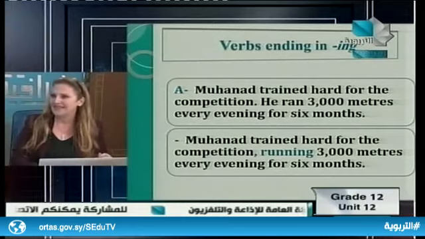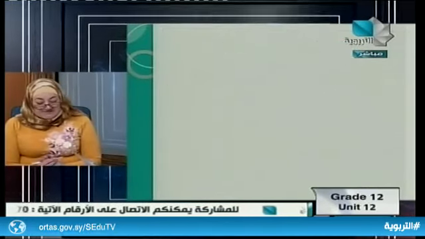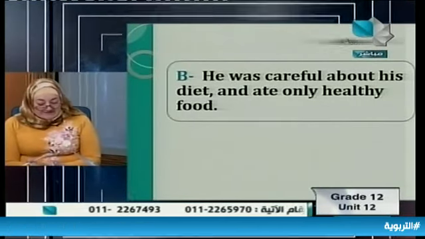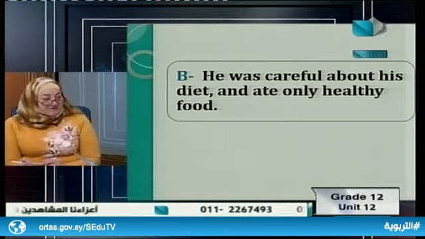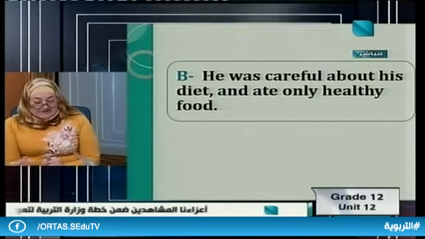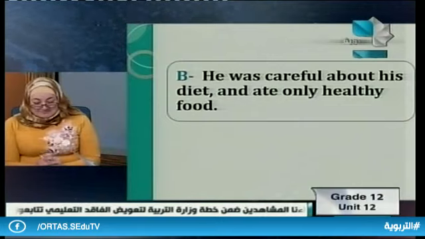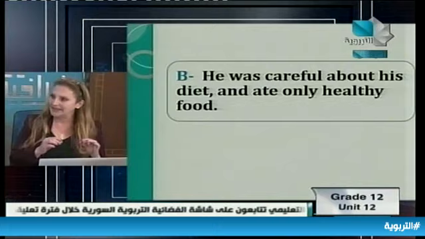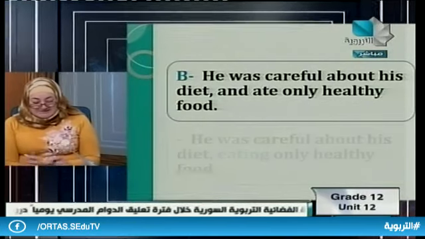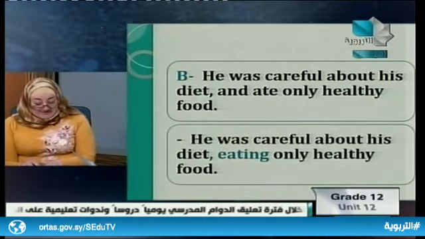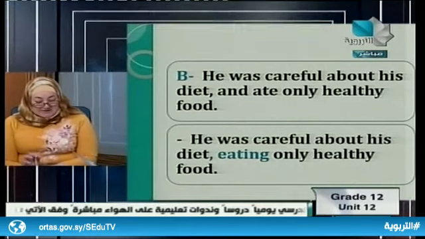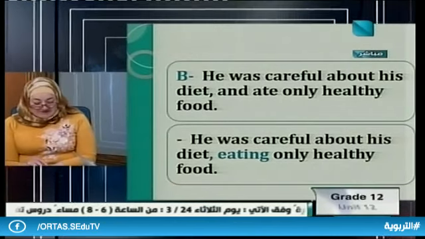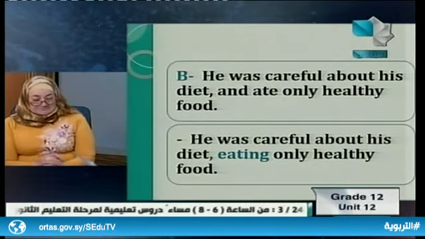Another example: he was careful about his diet and ate only healthy food. Here we can delete "and", and "ate" can be returned into its base form, eat, then we add the ing. The verb ate in the past has the base form eat, and we add the ing. Now the phrase "eating only healthy food" adds information to the main sentence: he was careful about his diet, eating only healthy food.